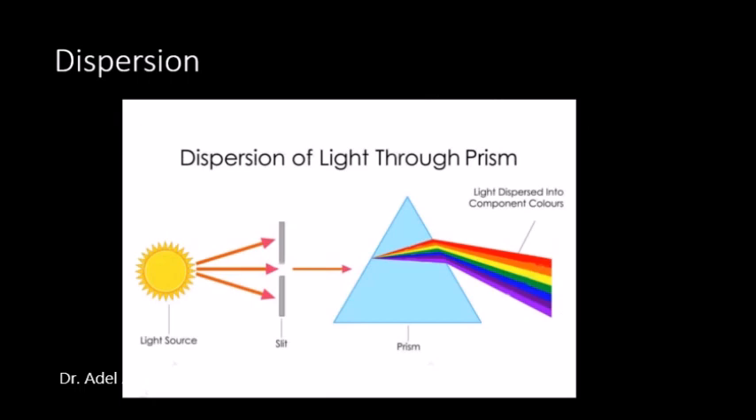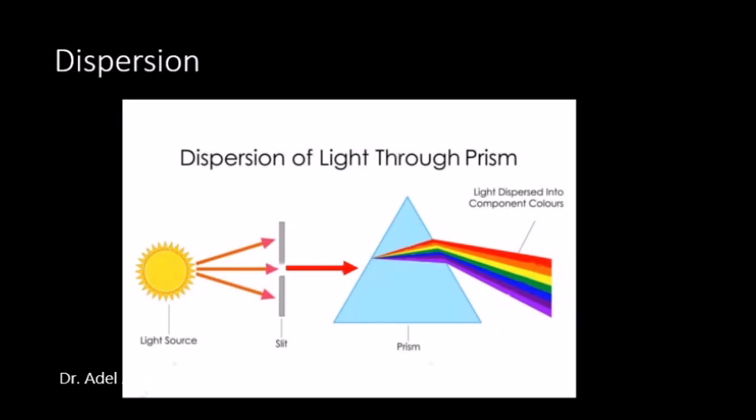Now, prisms cause a phenomenon known as dispersion. If a narrow beam of white light is allowed to fall on one side of the refractive surfaces of the prism, light will come out on the other side and will be split into 7 colors. The splitting of light into its component colors is known as dispersion of light. And these bands are known as the spectrum.